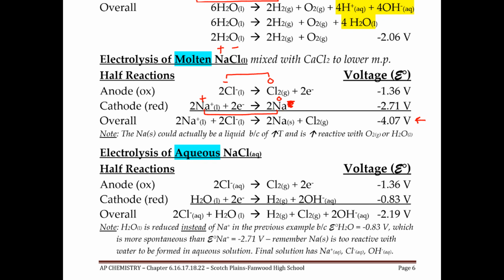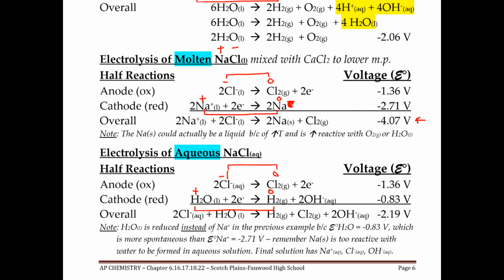So instead of the sodium getting reduced, the water gets reduced. So which part of water can get reduced? Remember, it's the hydrogen, because it goes down to 0. So this is getting reduced, whereas this one got oxidized. It went up. This went down. And then when you add it up, you get this overall reaction.